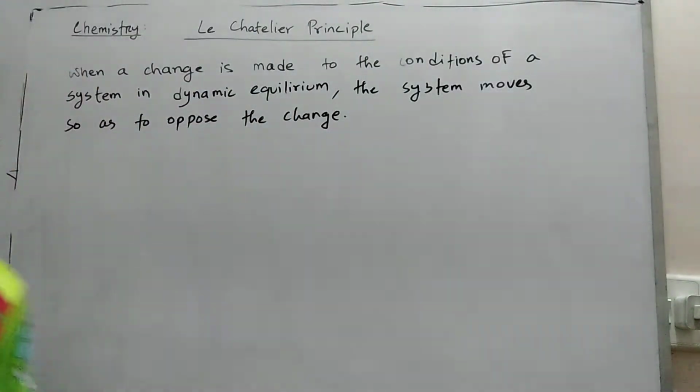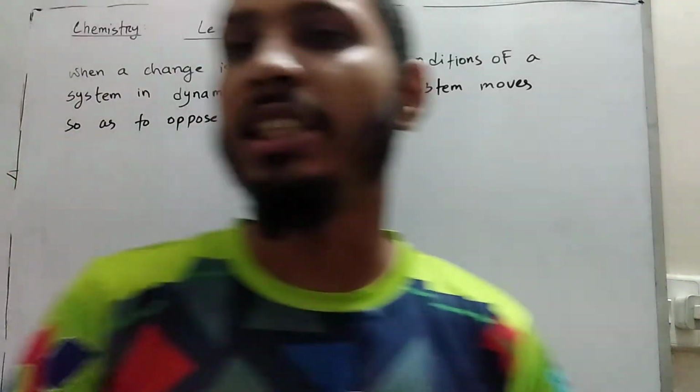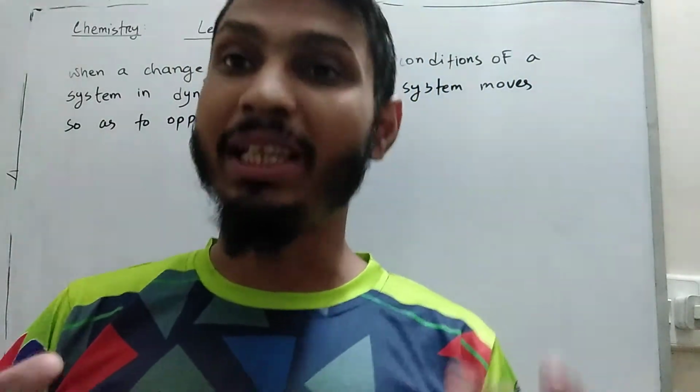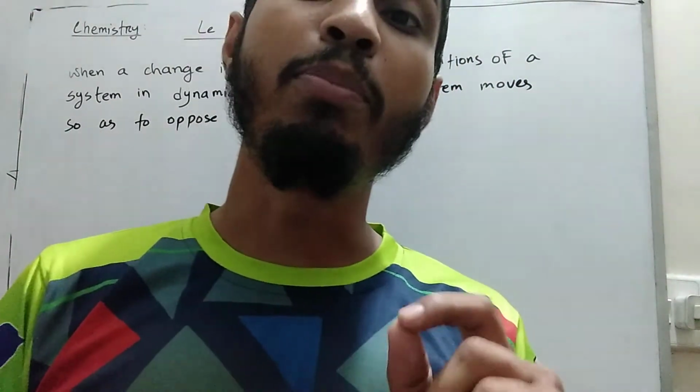Hello students, this is a lecture for O-Levels Chemistry, and in this lecture I will be talking about Le Chatelier's principle and the dynamic equilibrium. The principle states that when a change is made to the condition of a system in dynamic equilibrium, the system moves so as to oppose the change. Which means if a system is in dynamic equilibrium and you bring a change into this system, the system will behave so as it will oppose that change.